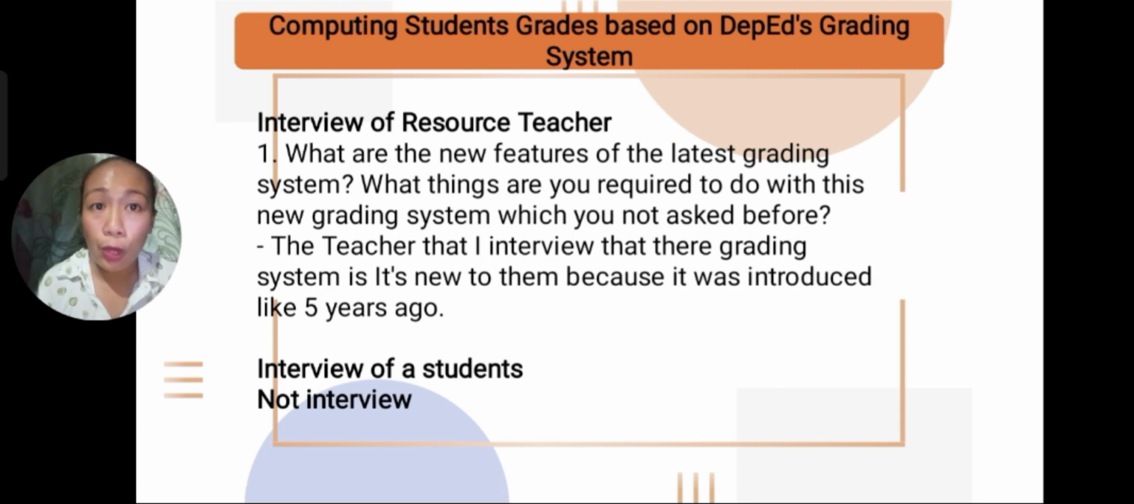So now we proceed to computing student grades based on the DepEd grading system. I interviewed my research teacher. What are the new features of the latest grading system? What things are they required to do with this new grading system which they were not asked before? The teacher that I interviewed said their grading system is new to them because it was introduced about 5 years ago. As for the interview of students, I had no chance to interview them.